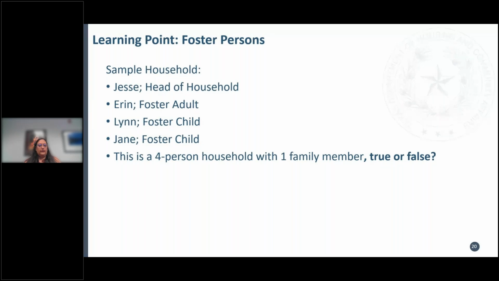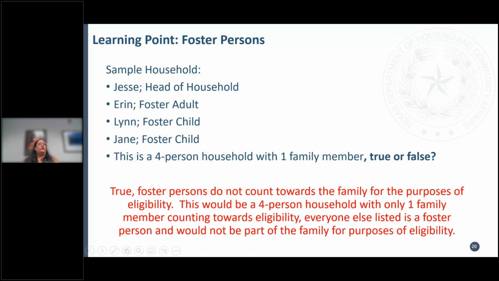All right, I'm going to end and share the results. Kind of the same answer that you guys had in the first one. 79% of you agree that that's true. 21% of you either weren't sure or disagreed that this would be a 1-person household. So the answer is true because foster persons do not count towards the household for the purposes of eligibility. This would be a 4-person household with only 1 family member counting towards eligibility.